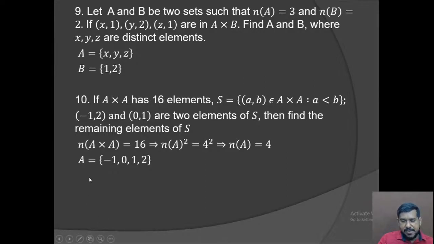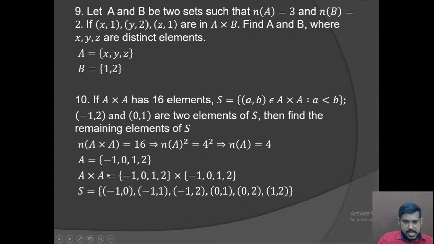Now you can easily frame it. First A cross A. How will you find A cross A? Cartesian product. A cross A means this is the set of elements A cross the same set. Now we have to find set S. So set S is equal to set of... Now keep that in mind that the first element must be lesser than the second element.